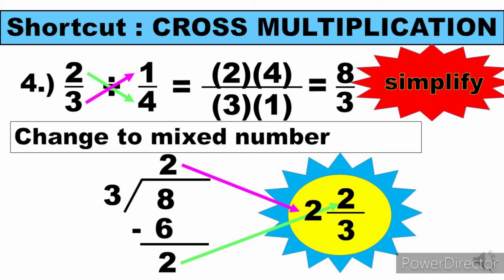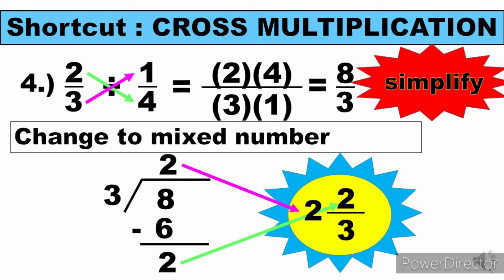Since improper fraction ang 8 over 3, kailangan nating i-simplify. Okay, para ma-simplify, change natin sa mixed number. So, i-divide lang natin 8 divided by 3, the answer is 2. So, 2 times 3 is equal to 6, and then subtract 8 minus 6, the answer is 2. Okay, write natin ang mixed number. So, yung 2 na quotient, yun yung whole number. Yung 2 na remainder, yun yung numerator. And then, yung 3 na divisor, yun yung denominator.